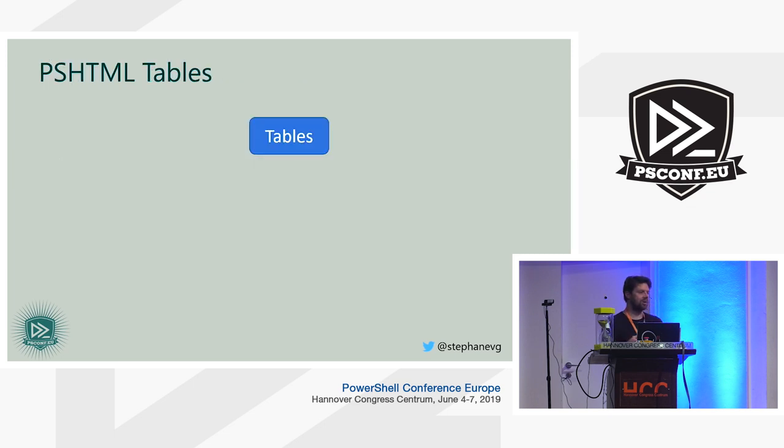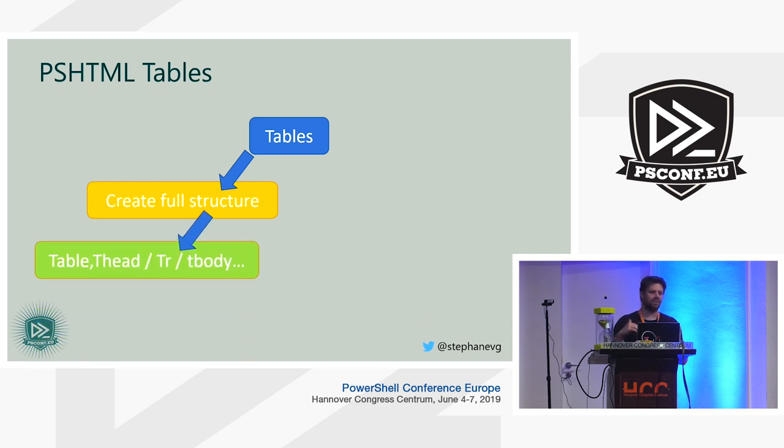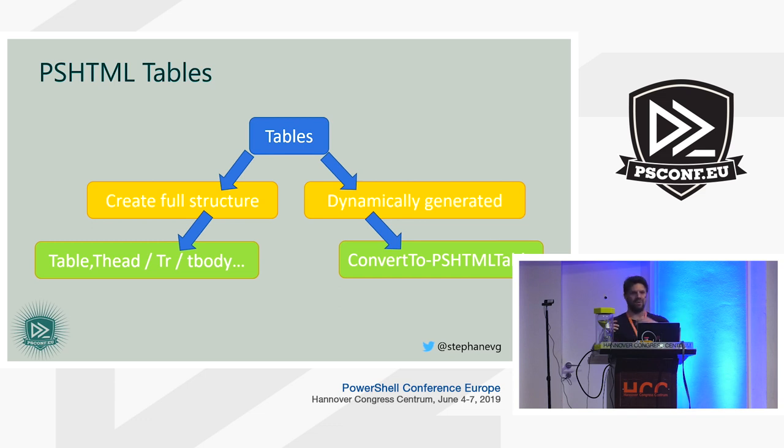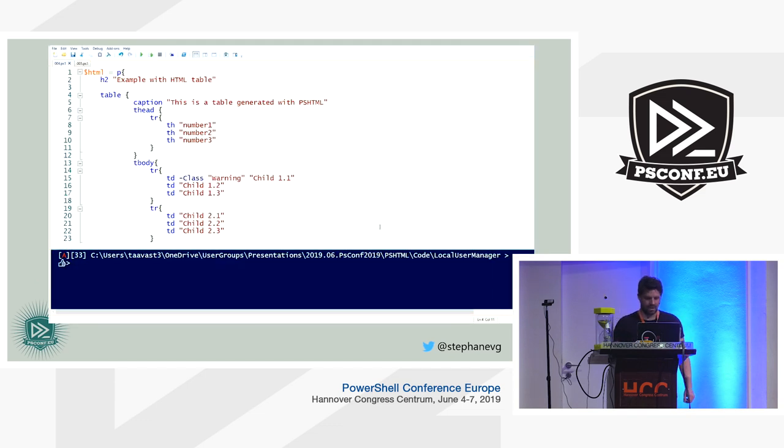Another thing I want to talk about is tables. In PSHTML, it's possible to create HTML tables in two different ways. The first way is to replicate the full HTML structure using table, thead, table rows, tbodies, etc. Or you can do it in a more dynamic way, using a commandlet called ConvertTo-PSHTMLTable, which is going to do all that for you magically. I'm going to demonstrate two ways of doing that.